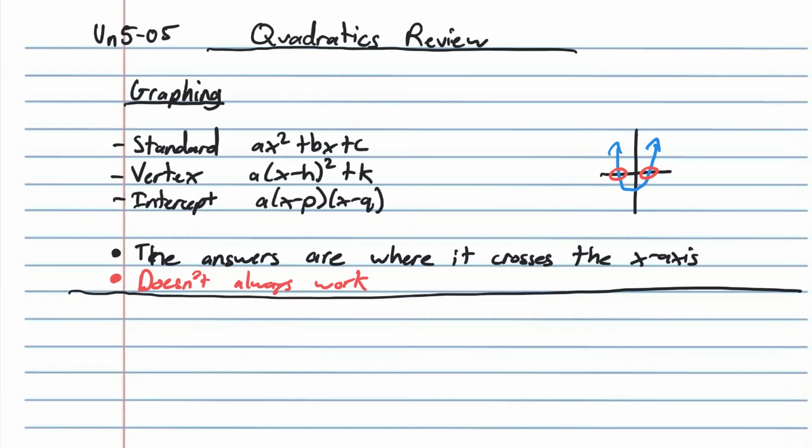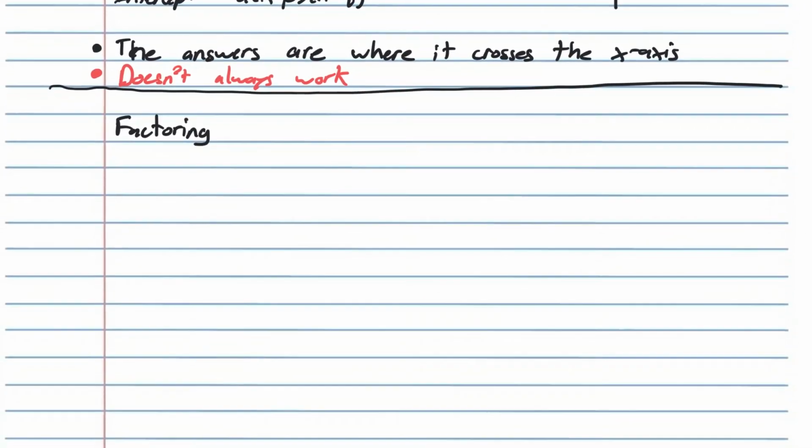The second one was factoring, which we also spent a whole unit on. So I'm just going to do a quick overview. I'm not going to go into super detail. In order for us to factor it, it has to be in a certain format. It has to be in standard form: ax squared plus bx plus c.